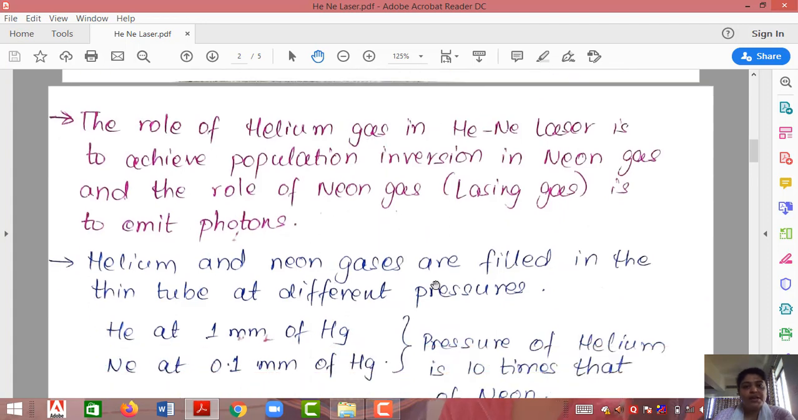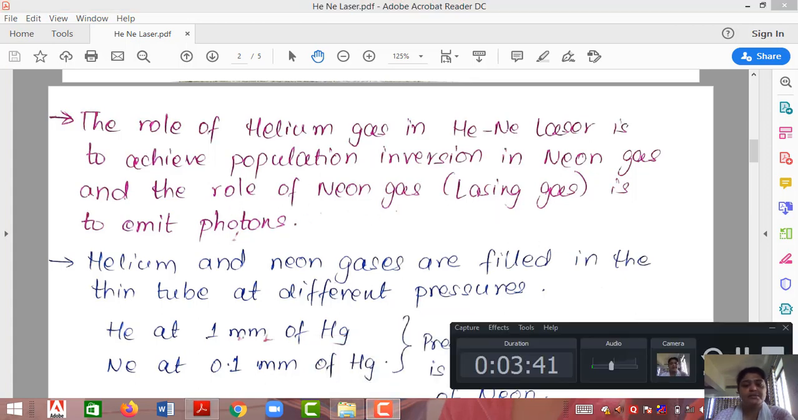Now the role of helium gas in the helium neon laser is to achieve population inversion in neon gas, and the role of neon gas is to emit photons, where neon gas is known as the lasing gas.